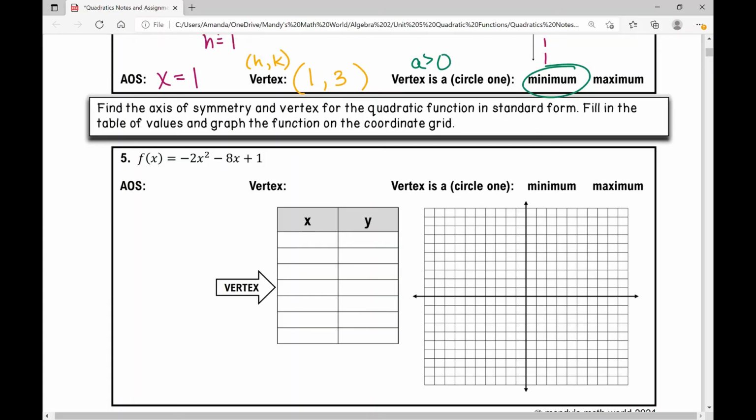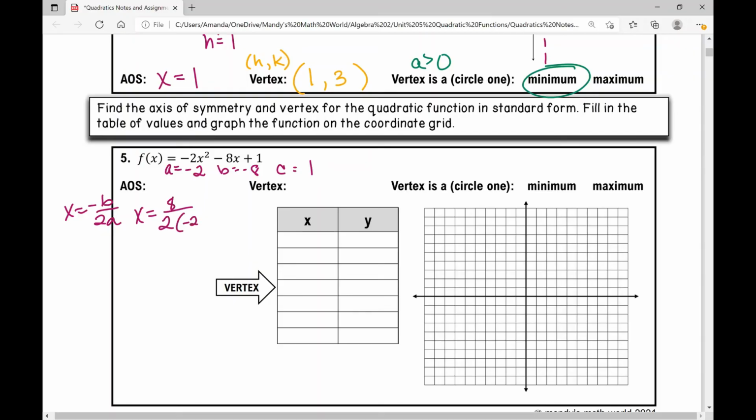Let's start with our axis of symmetry. So let's label. A is negative 2, B is negative 8, C is 1. Remember, your axis of symmetry is negative b over 2a. So this particular one is x equals negative b. Well, b is negative 8, so negative b, or opposite b, is going to be positive 8 over 2a.